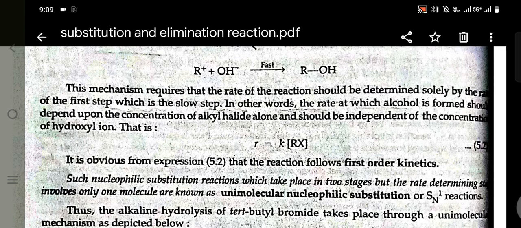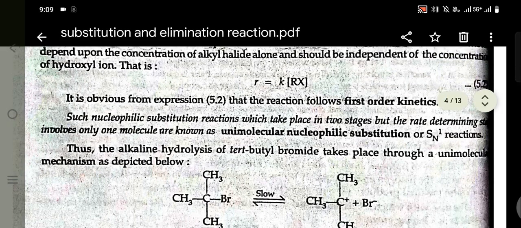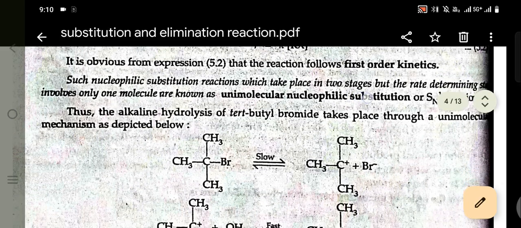It is obvious from the expression above that the reaction follows first order kinetics. Such nucleophilic substitution reactions which take place in two stages but the rate determining step involves only one molecule are known as unimolecular nucleophilic substitution or SN1 reactions. Thus, the alkaline hydrolysis of tertiary butyl bromide takes place through a unimolecular mechanism as depicted below.